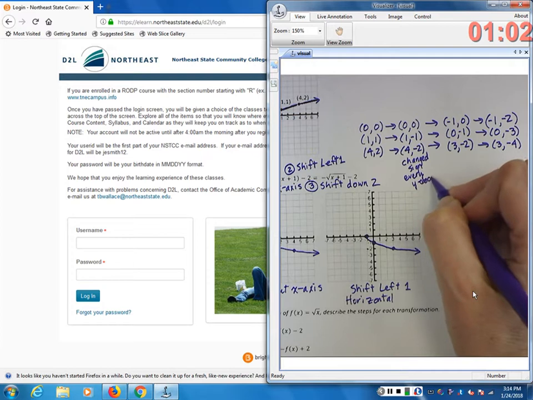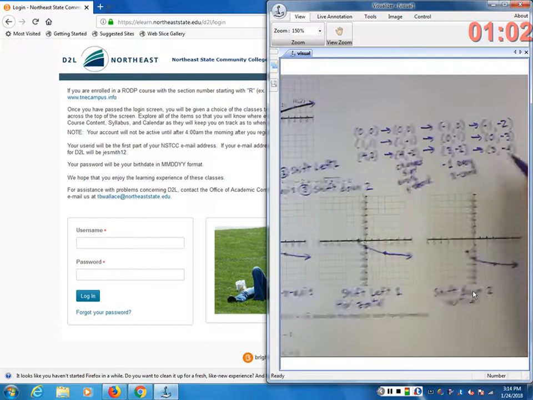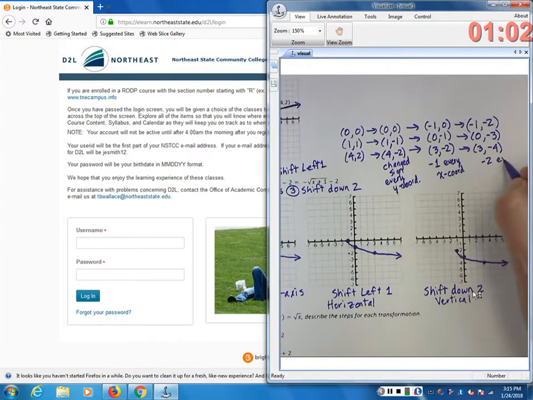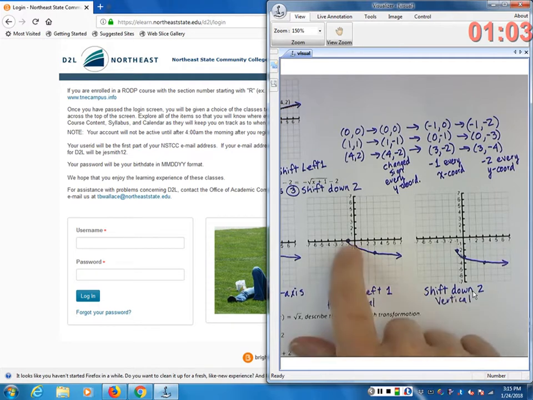Coordinate here. I subtracted 1 from every x coordinate. And then I subtracted 2 from every y coordinate. I was doing it in my head, so I don't know if you were following. So you can do it that way, you can do it this way, and sometimes MATLAB makes you. But I do like to see what you're doing at each step.